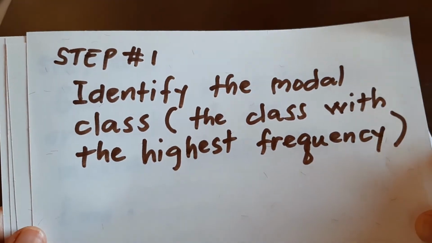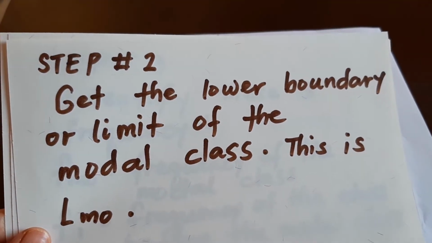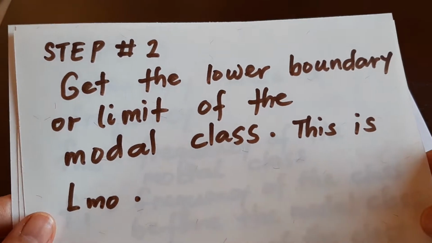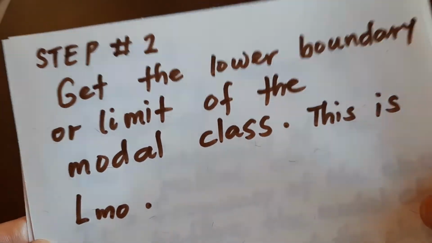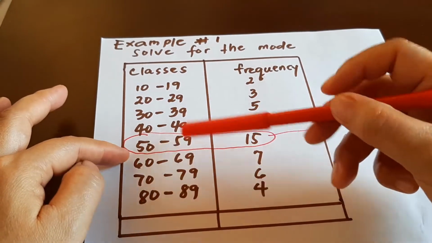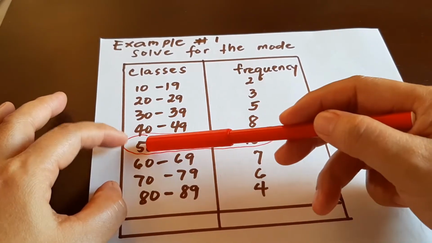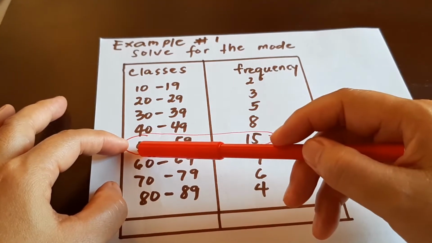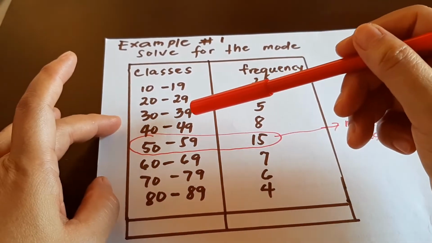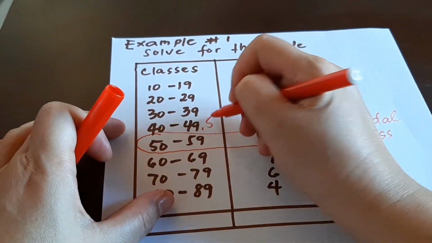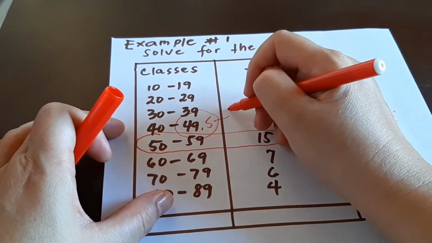So we have already identified our modal class. Let's move on to step number 2. Get the lower boundary or limit of the modal class. This is L sub MO. So let's get the lower limit of our modal class. This is the lowest, 50. So it should not be going down but going up, because 49 is lower than 50. So again, you can do it as 50 plus 49, 99, divided by 2 will give you 49.5. So this is your LMO.